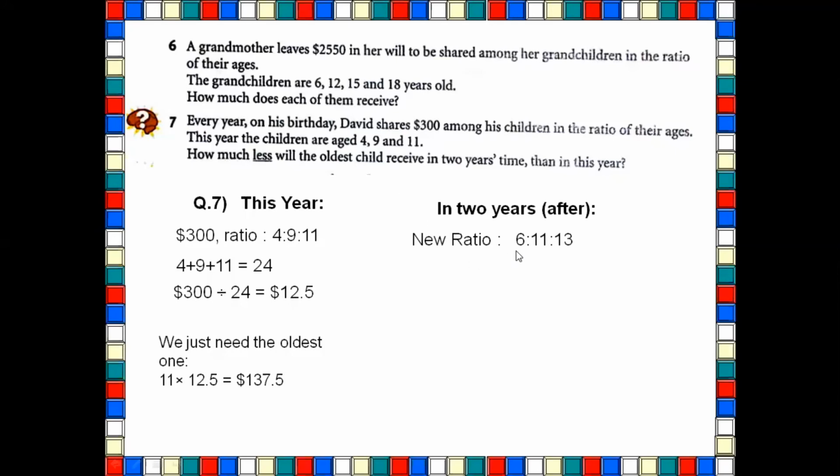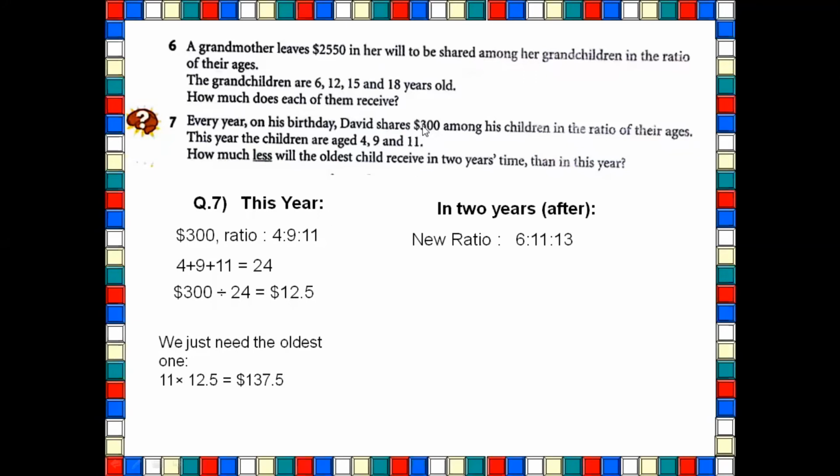After 2 years, 4 years plus 2, 6 years. The one who's 9 years is now 11 years. The one who's 11 plus 2, 13 years. So we have a new ratio after 2 years.